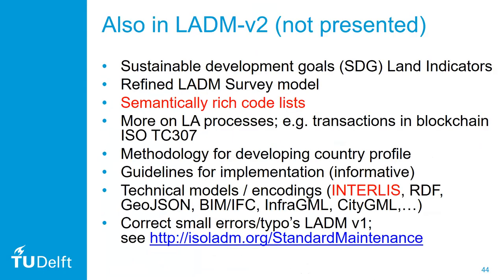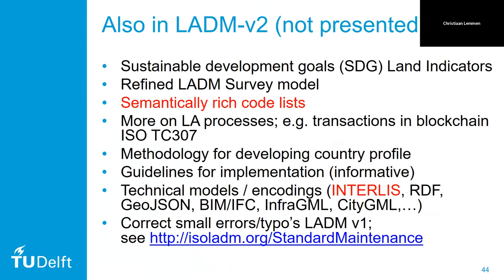Okay, this was quick. There is much more which I cannot cover. And so we try to include support for the indicators for the Sustainable Development Goals. We have a much refined survey model. We want to enrich semantically the code list. We want to include processes, part of the implementation. We want to do the technical encodings. We want to correct all the errors we made in version 1. And we want to make guidelines for implementations, a methodology for the country profile.